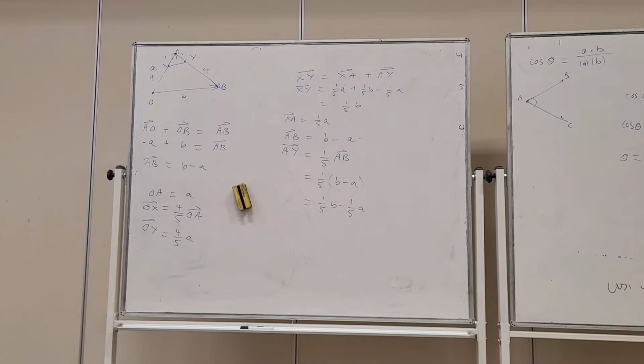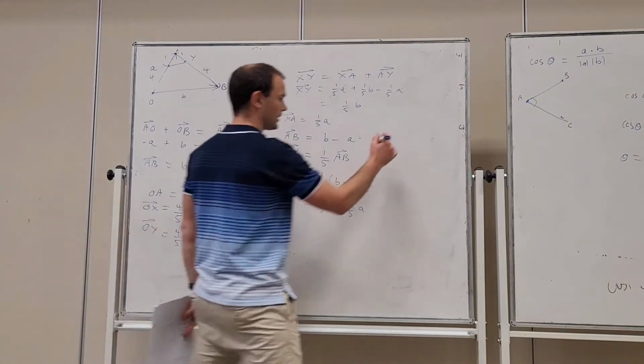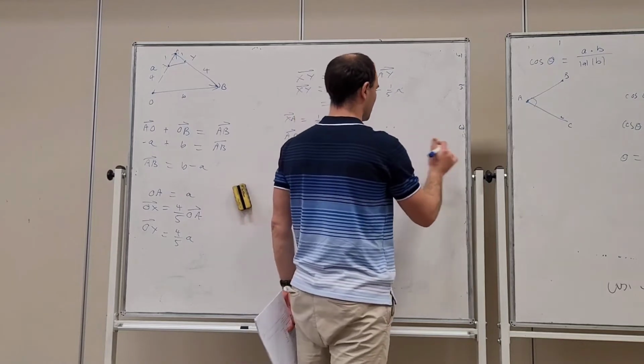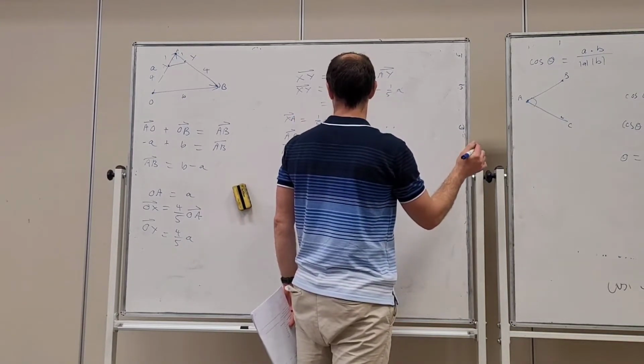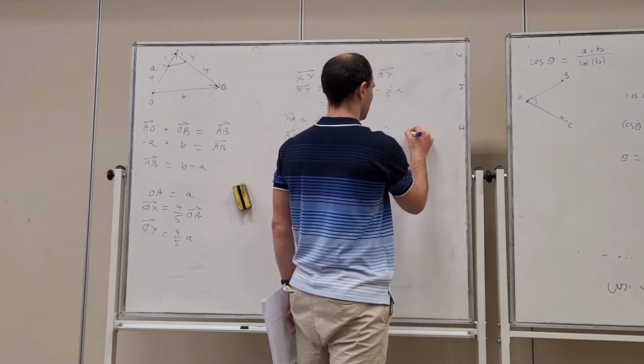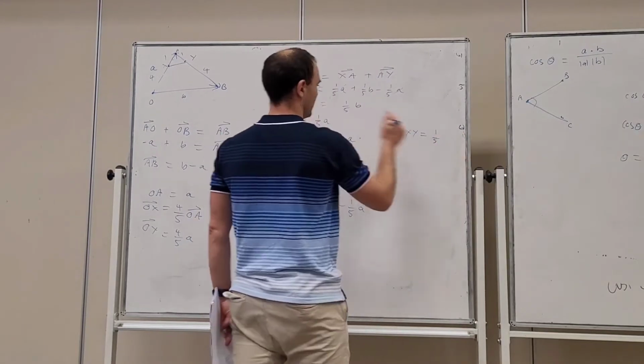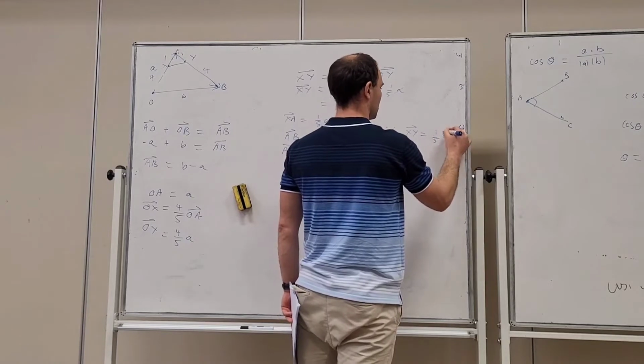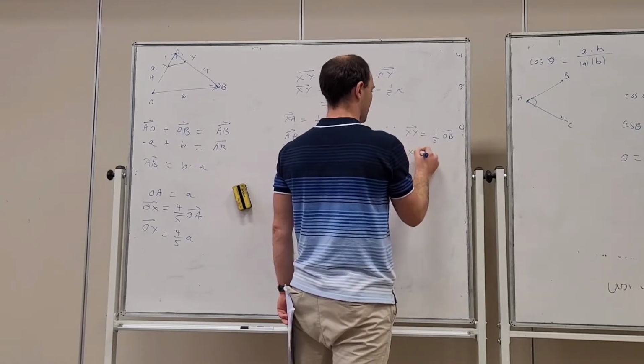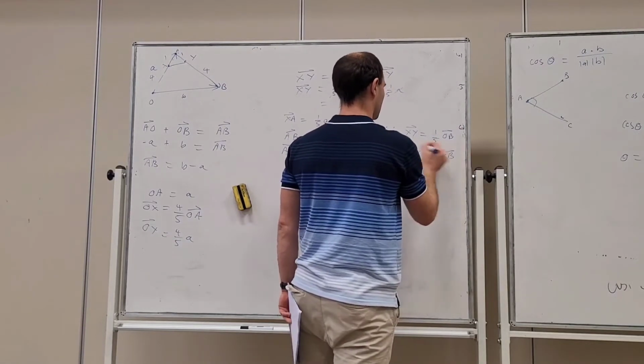Alright, so we've done it mathematically, but we should communicate it somehow. We'll just say something like, because, what are we going to say? XY equals 1 on 5 times OB, therefore XY is parallel to OB.